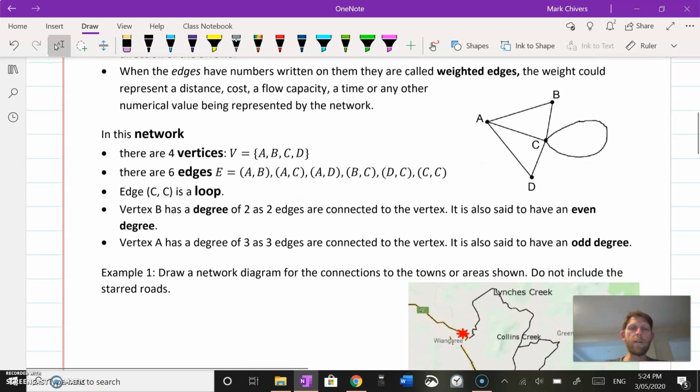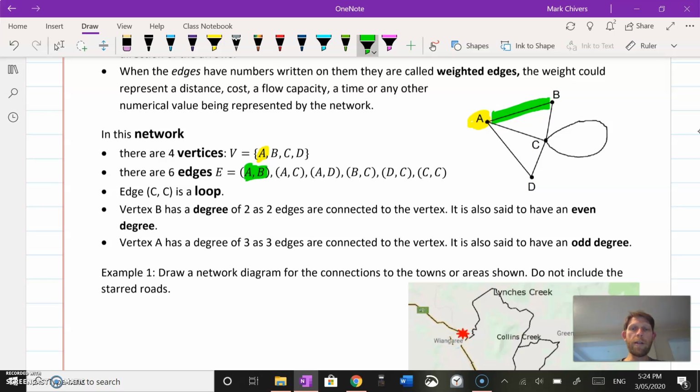So just looking at this little network that we've got written here, there are 4 vertices, A, B, C, and D. So if I just highlight A here, there's vertice A right there. Okay, that's that little dot there. Okay, there are 6 edges. So if I highlight edge AB, for instance, there's edge AB joining A and B.